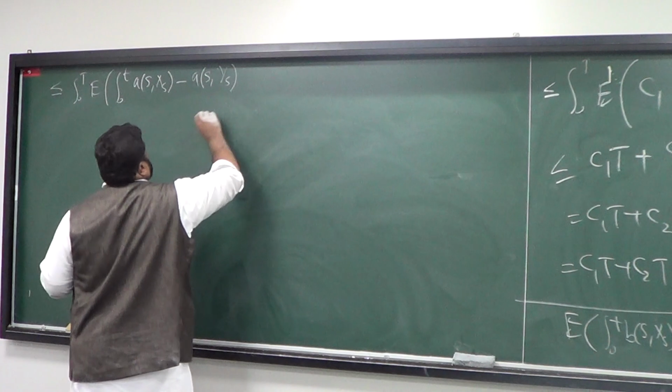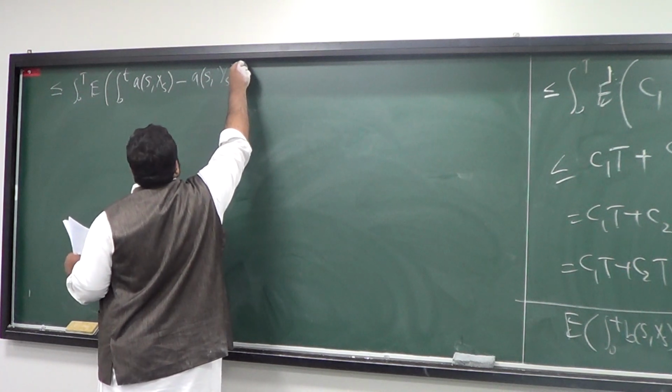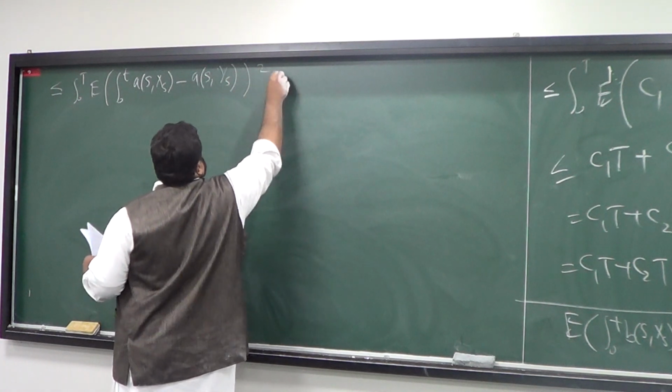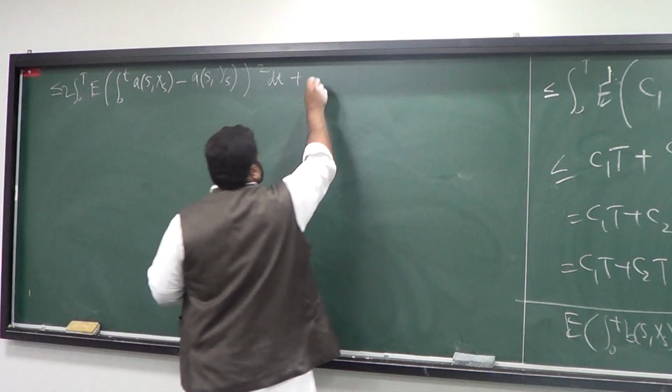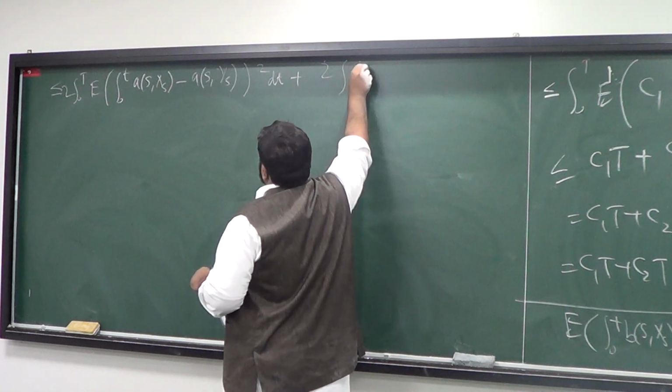ds, okay, and it's square, and dt. Plus, I'm going to have a 2 here as well. Plus 2 times the integral 0 to t.